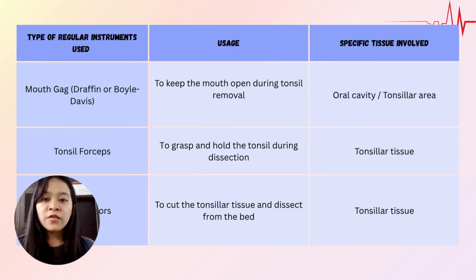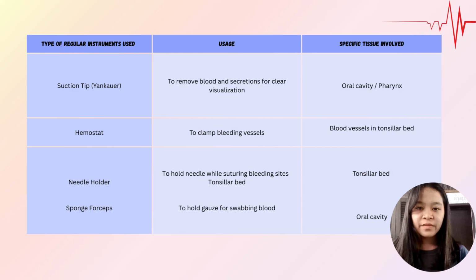For types of instruments used, we have the regular and the special. For regular, we have the mouth gag to keep the mouth open. This is used specifically for the oral cavity or the tonsillar area. We also have the tonsil forceps to hold the tonsil, used in tonsillar tissue, and tonsil scissors to cut out the tonsils and dissect them from the bed, also used in the tonsillar tissue.